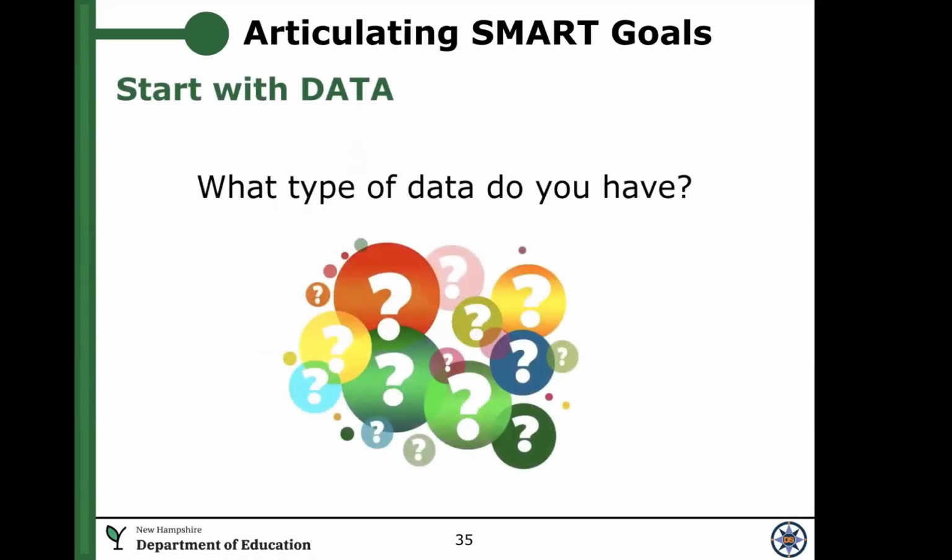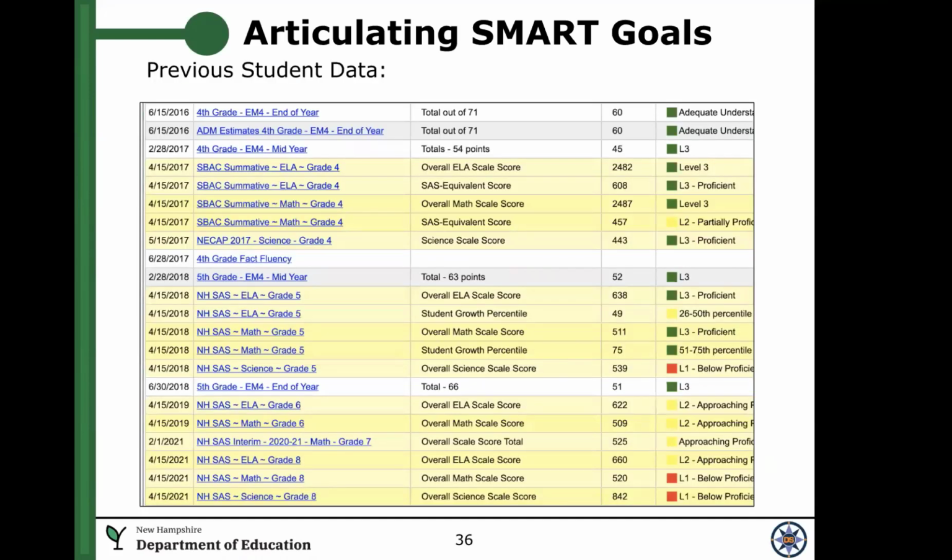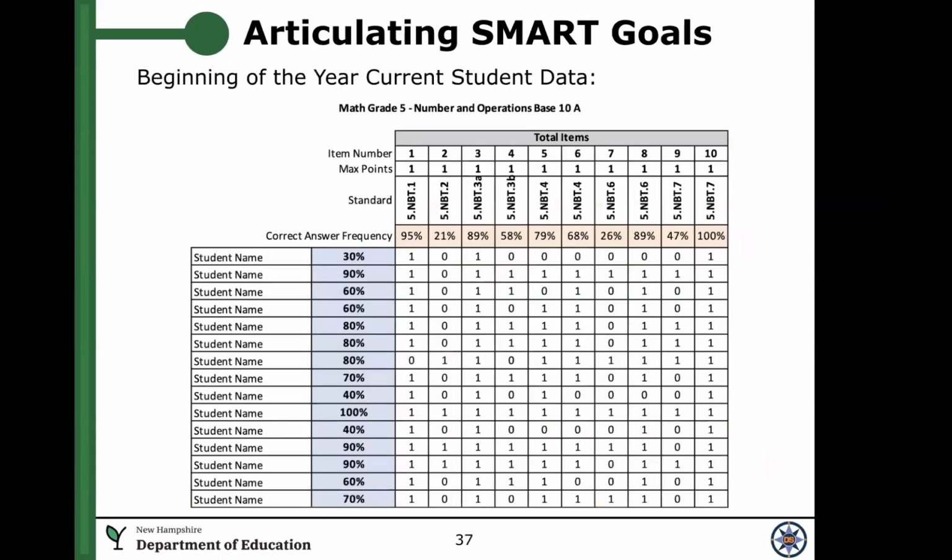So we have different types of data that we collect. First one is previous student data, right? So I have a student and this is all of their data for this particular student over a number of years. Right. So I could have an 8th grade student here and I can see all their New Hampshire SAS stuff. I can see some of their fact fluency. I might have NWEA data. I might have DIBELS, iReady, whatever it is. I see all of this student's data in one spot.